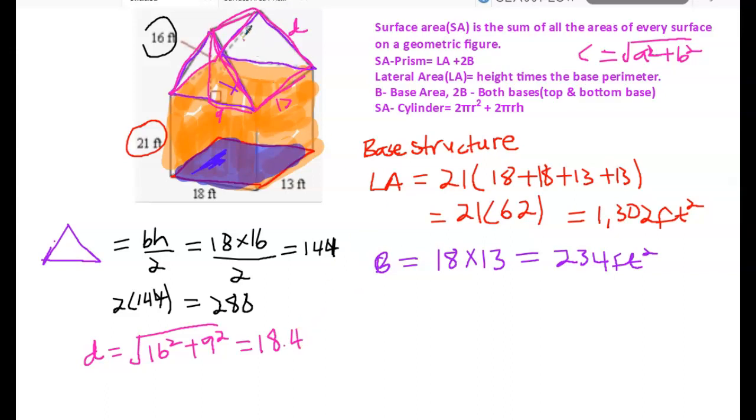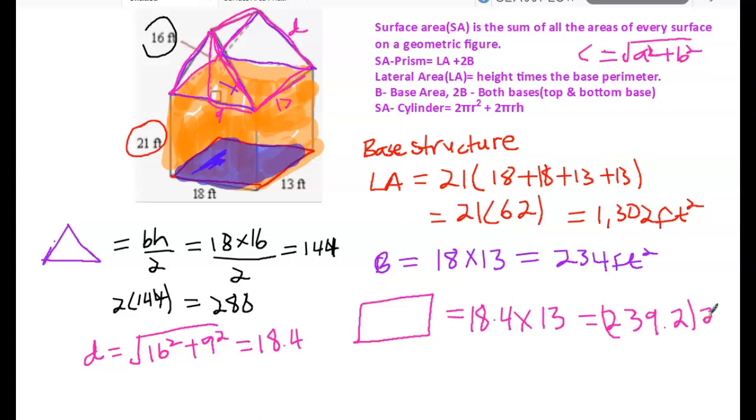18.4. We can find the rectangular area. This will be 18.4 times 13, and that has to give us 239.2, and it's 2 sections of it, so we have to double it, so times 2, and that will give us 478.4 feet squared.